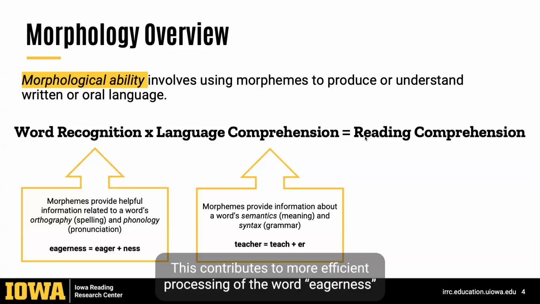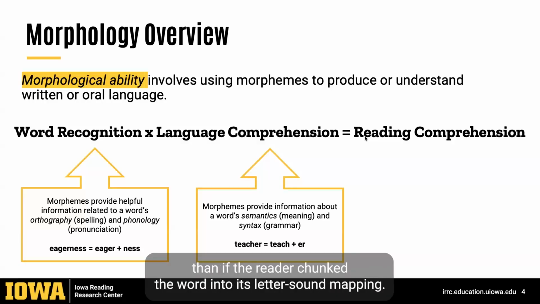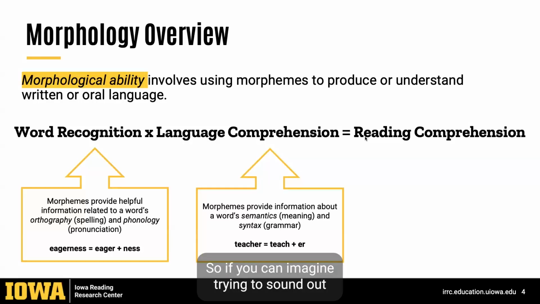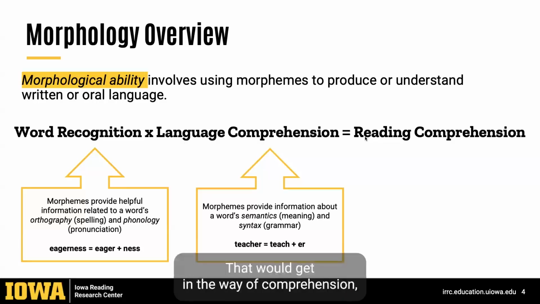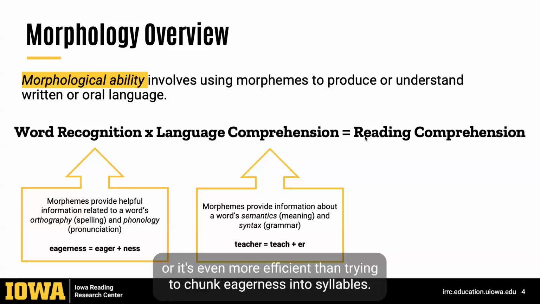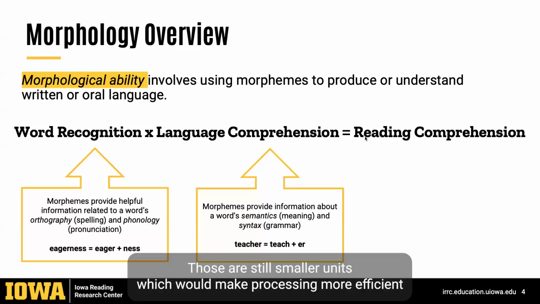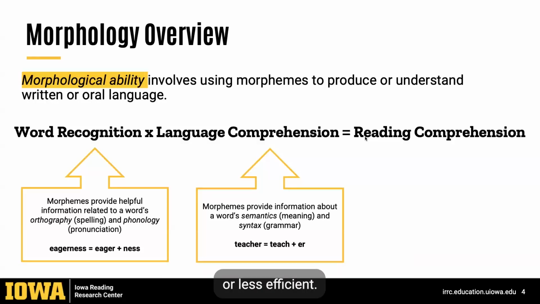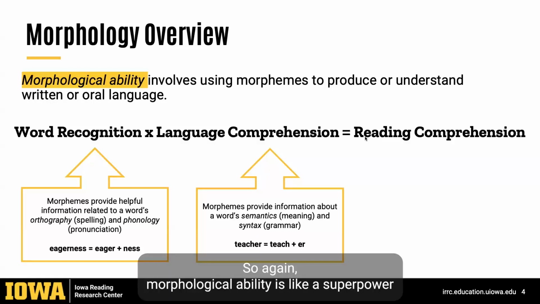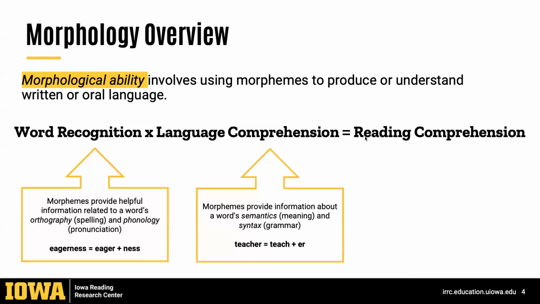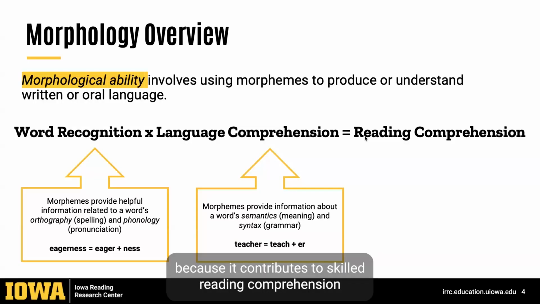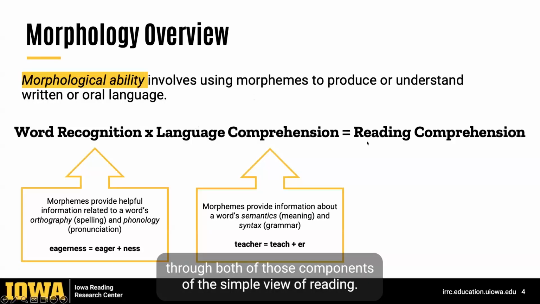This contributes to more efficient processing of the word eagerness than if the reader chunked the word into its letter sound mapping. So if you could imagine trying to sound out each letter, that's a lot of work, right? That would get in the way of comprehension. Or it's even more efficient than trying to chunk eagerness into syllables. Those are still smaller units, which would make processing less efficient. So again, morphological ability is like a superpower because it contributes to skilled reading comprehension through both of those components of the simple view of reading.